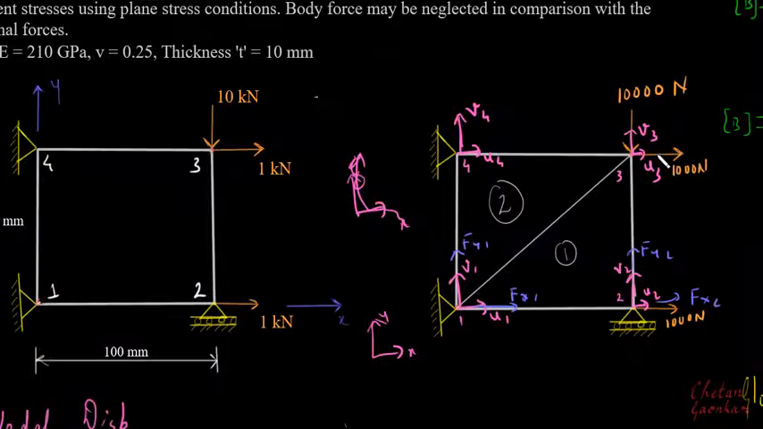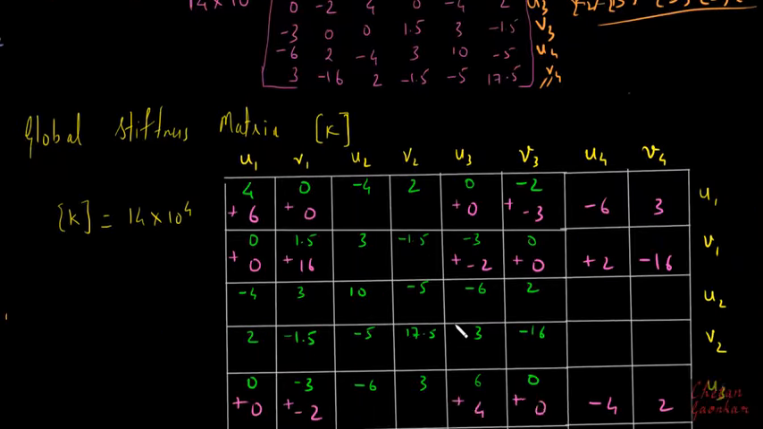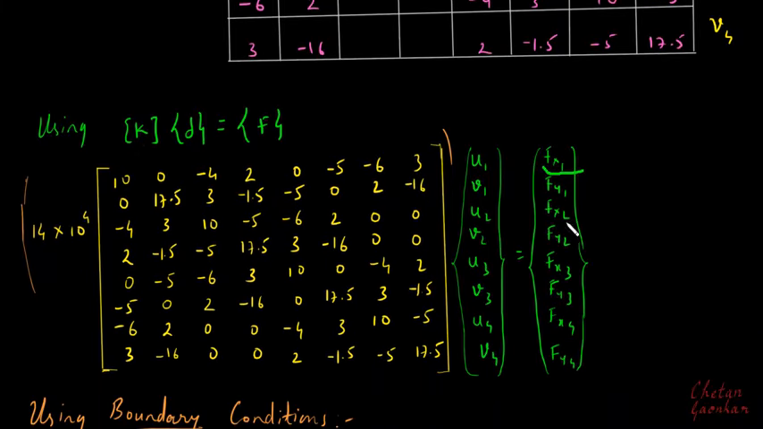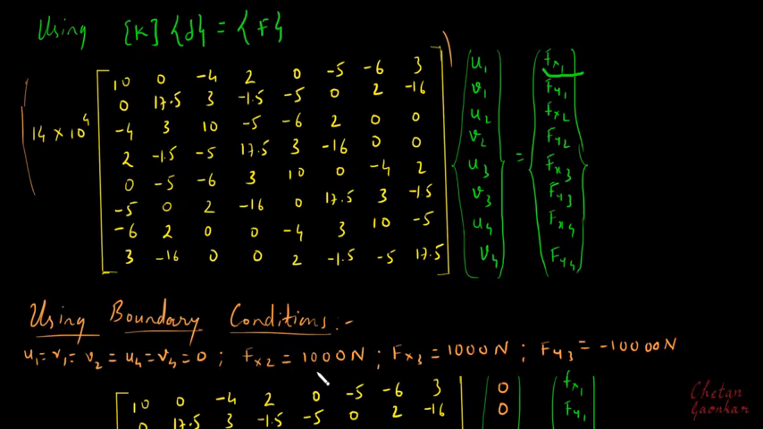Similarly, this will be fx3, and this will be fy3, and this will be fx4, and this will be fy4. So these are the terms which we will have to substitute here now in this equation. And then after this we will have to use all the given boundary conditions.